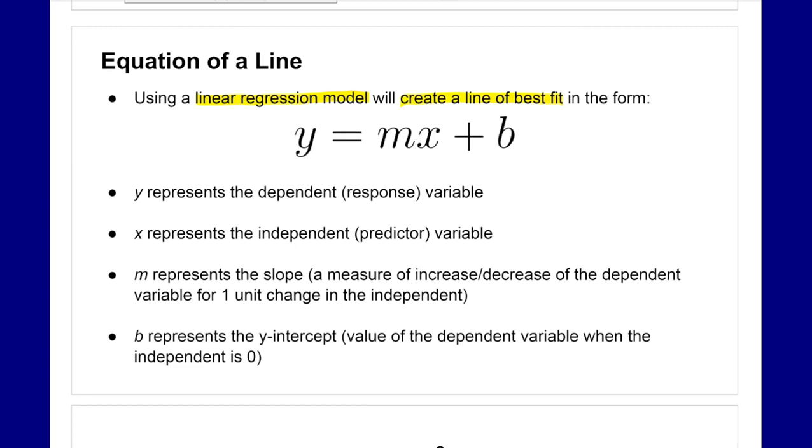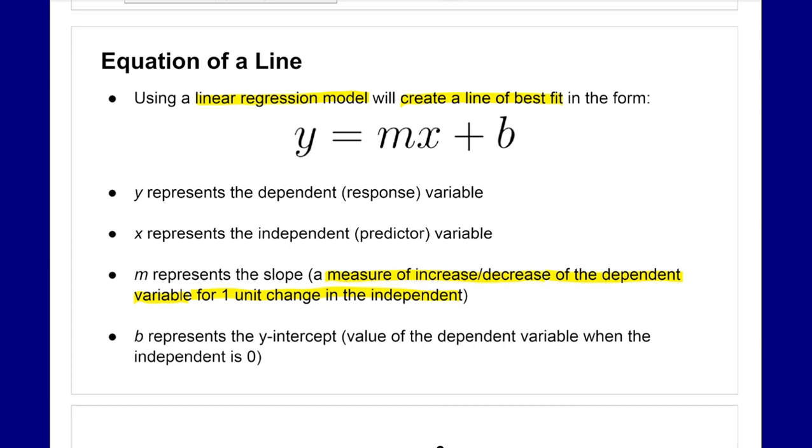Right, so you might have to go all the way back to grade 9 to remember y equals mx plus b, the equation of a straight line. Y represents the dependent or response variable. X represents the independent or predictor variable, right? What's going to cause the change. M represents the slope. And we talk about the slope as a measure of increase or decrease of the dependent variable, for every 1 unit change in the independent.